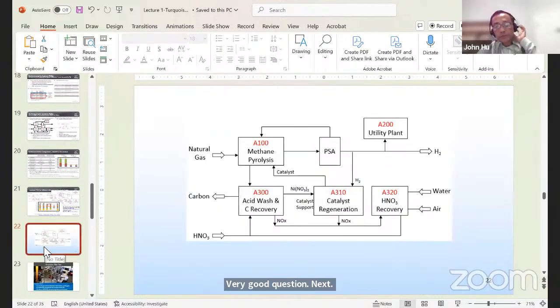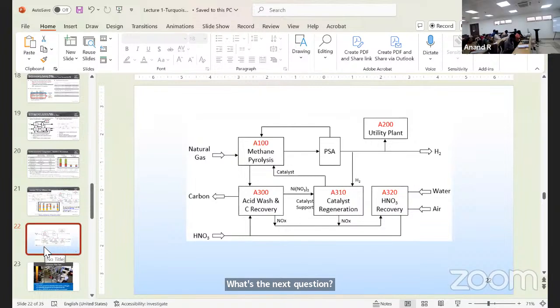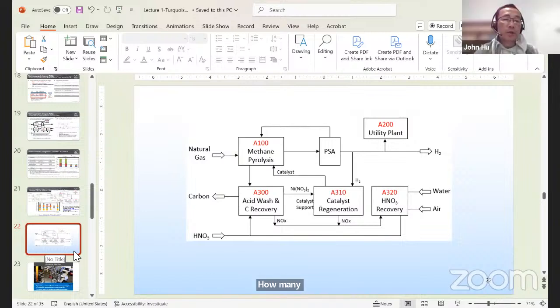So that's all. One more question. How many times can you use this catalyst? How many times can we use the acid wash for the catalyst?